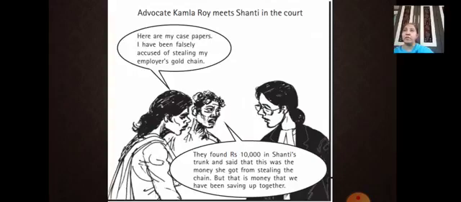Okay, now let's see what is happening. This is what Sushil is saying. They found rupees 10,000 in Shanti's trunk and said that this was the money she got from stealing the chain. But that is money that we have been saving up together.